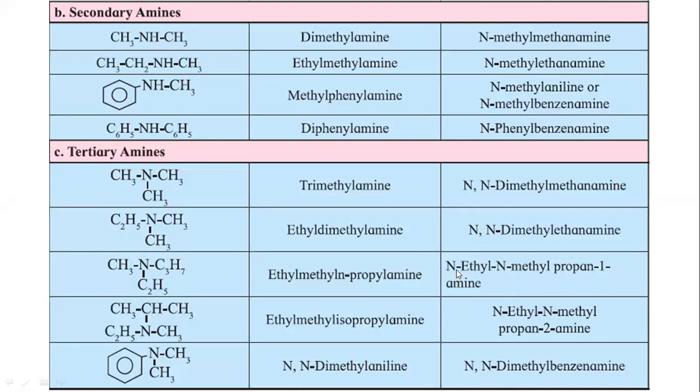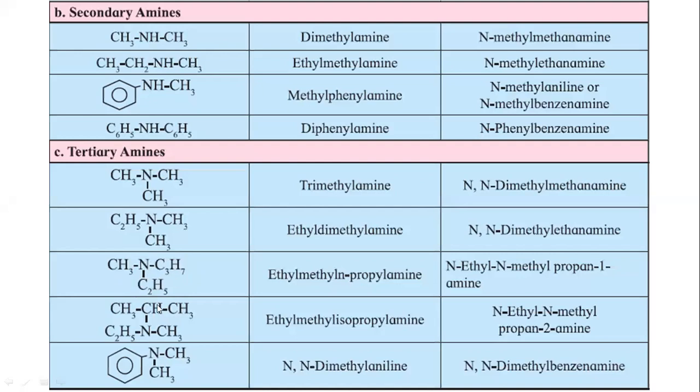See the IUPAC name. N-ethyl means this ethyl group, C2H5. Then N-methyl means this CH3, and propane 1-amine. Propane 1-amine indicates that to carbon number 1 this amino group is attached. So this is considered the largest chain, CH2, CH3, and to carbon number 1 the amine is attached.